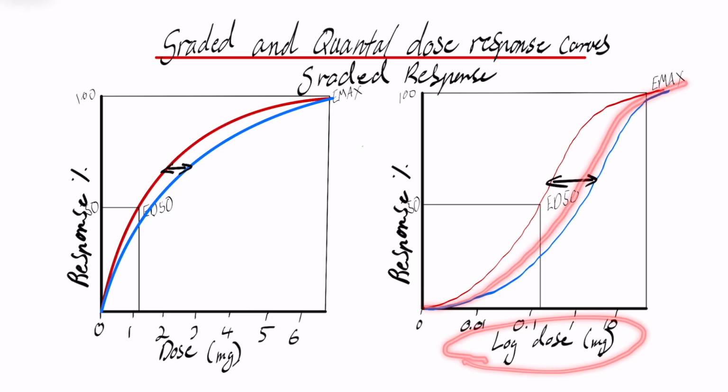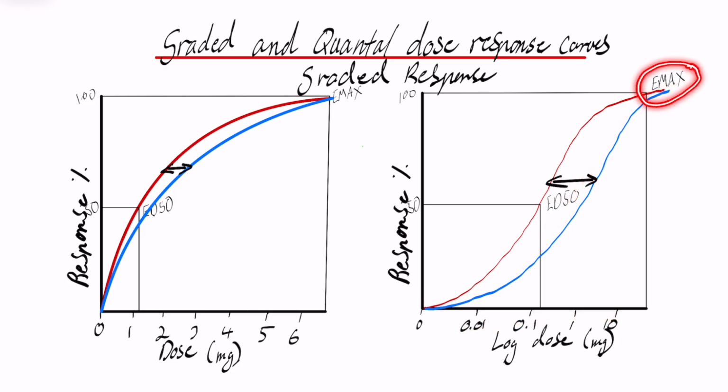And from it, we can determine things such as the EMAX, which is the maximal possible effect, which is the height up to 100%. We can also figure out the effective concentration 50, known as the EC50, or another name for it is the effective dose 50, which is the ED50. And it depends if you're measuring a dose or a plasma concentration.